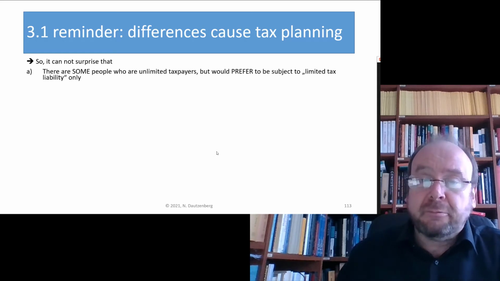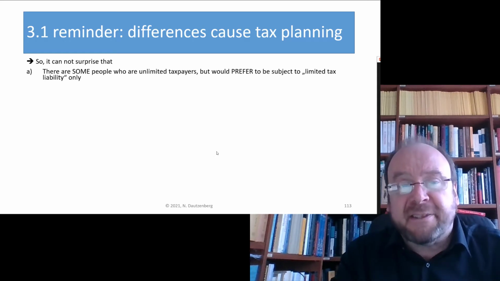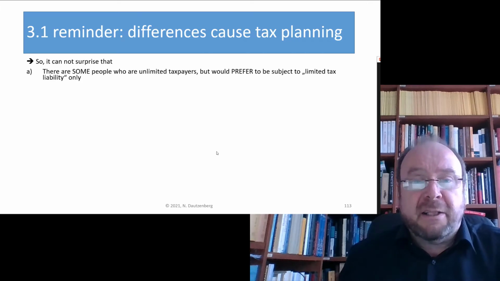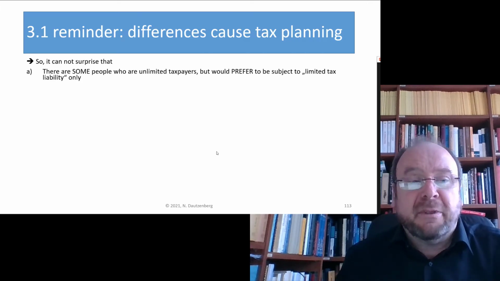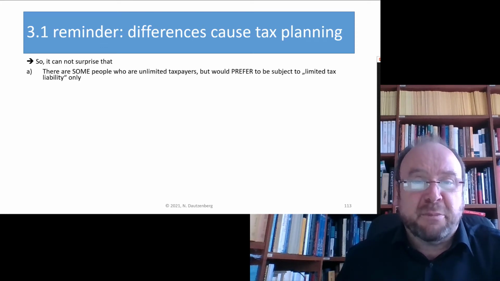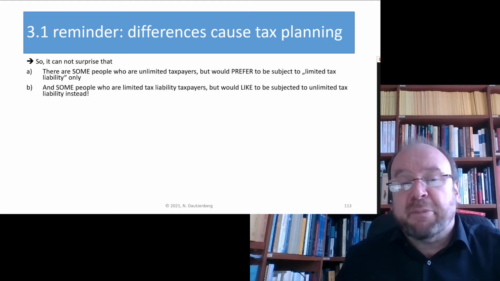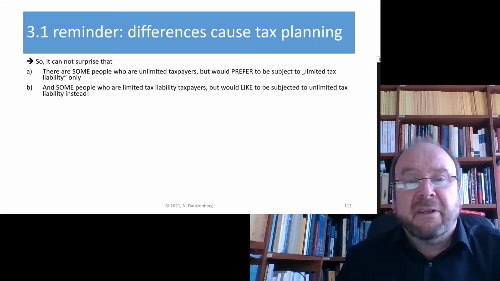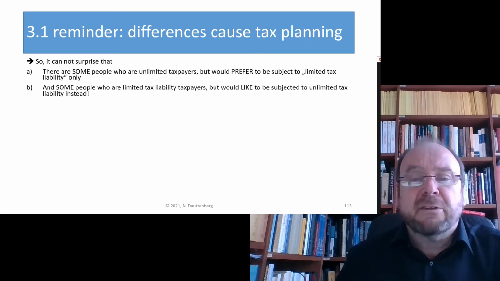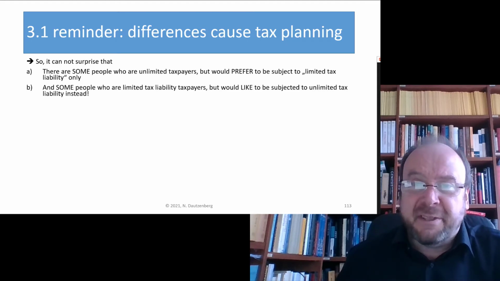Nevertheless, it cannot surprise us that some people who are unlimited taxpayers want to become limited taxpayers. Imagine the guy with the license fees, 1 million. You exchange 45% on the profit against 15% on the revenue as a withholding tax, which is definitive. That's a great deal. You would like that. Some other people are limited tax liability payers, but they would strongly desire to become unlimited tax liability taxpayers instead.